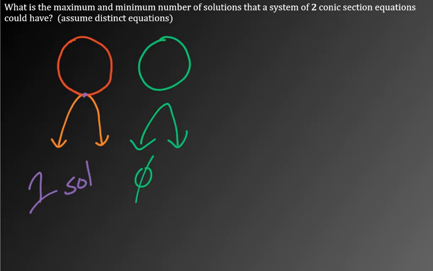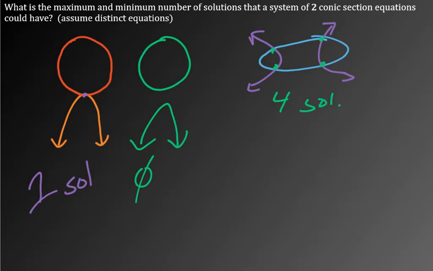For the maximum, it would be 4, which is maybe different than you're used to thinking. You could have something like an ellipse like that, and then maybe a hyperbola like that, right? And so we're getting 1, 2, 3, 4 solutions. So you actually can't get more than 4.